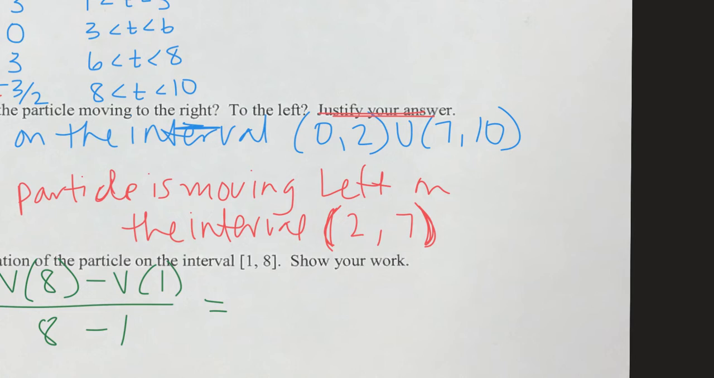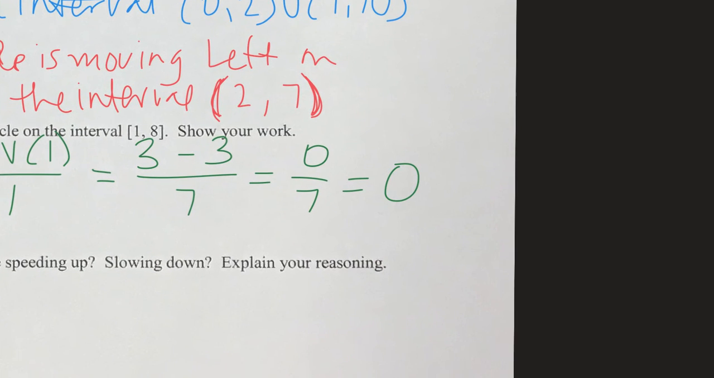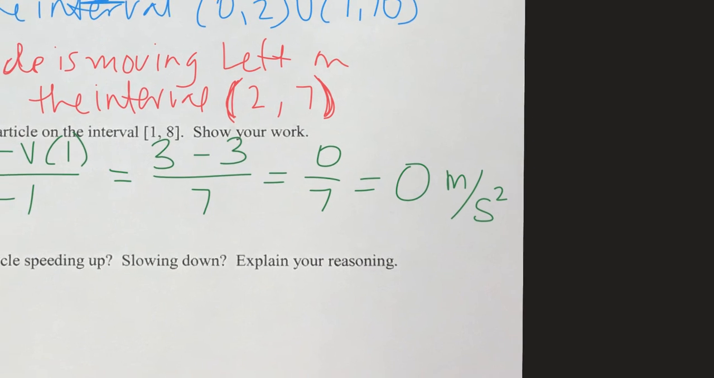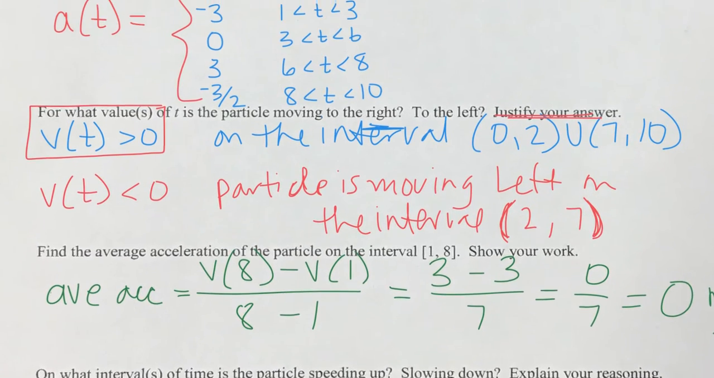Okay, so let's see. We have 3 minus 3 over 7, which is 0 over 7. So our average acceleration, not the acceleration at any given point, but the average acceleration, is 0. And the units are meters per second squared. Average acceleration is found by this slope formula.